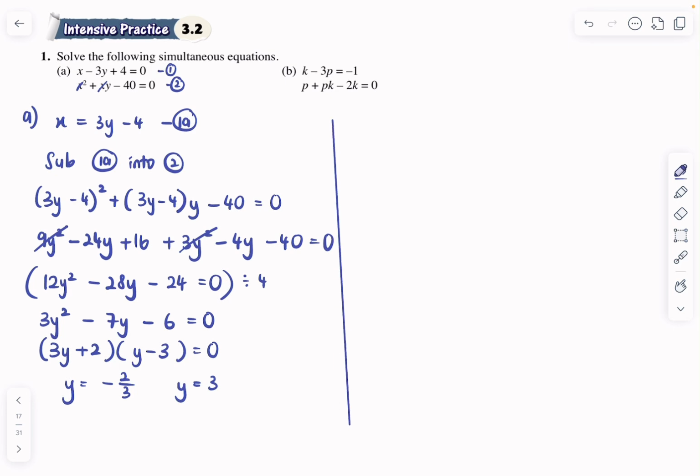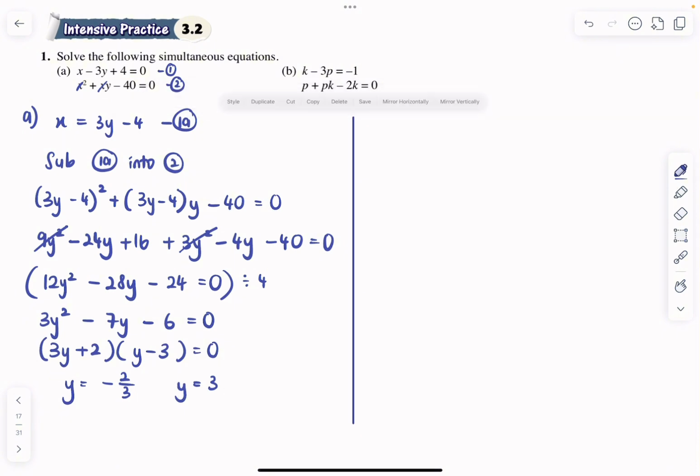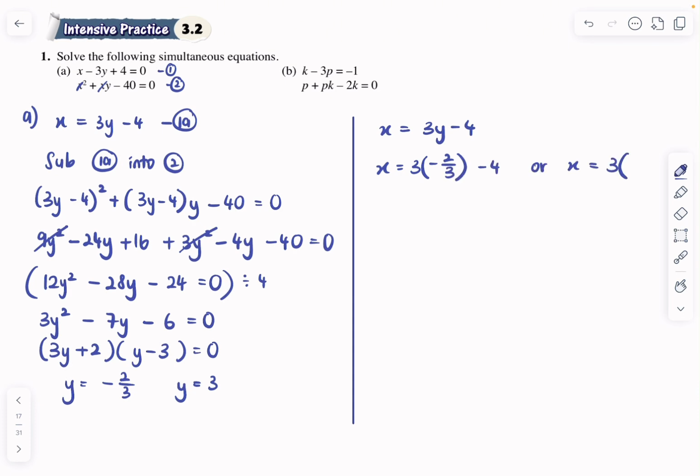Okay, now we already found y. We need to find x. Okay. So what we can do is, we know x is this, right? We can sub it into here. So we can say x is 3y minus 4. So x is 3 times this minus 4. So 3 we cancel, we'll get negative 2 minus 4, negative 6. Here 3 times 3 is 9, 9 minus 4 is 5.